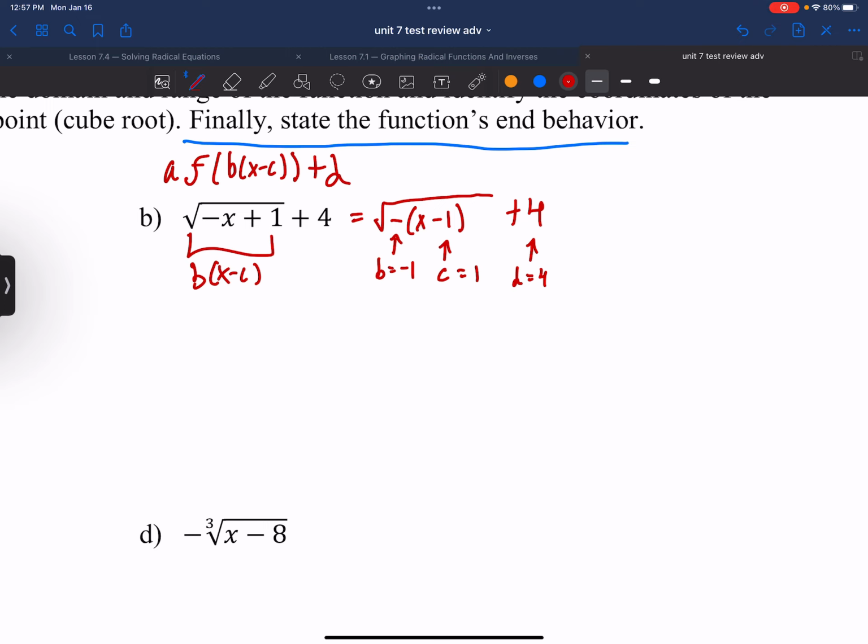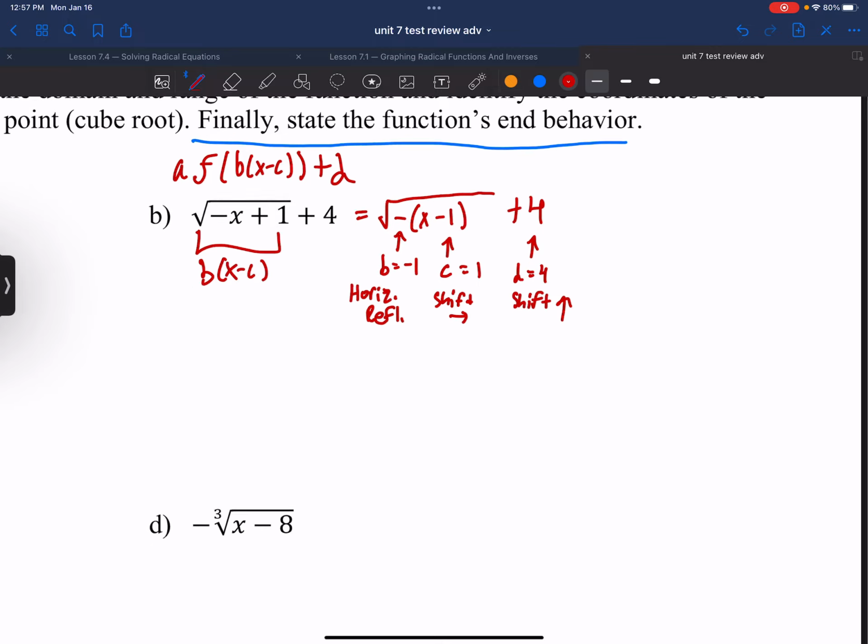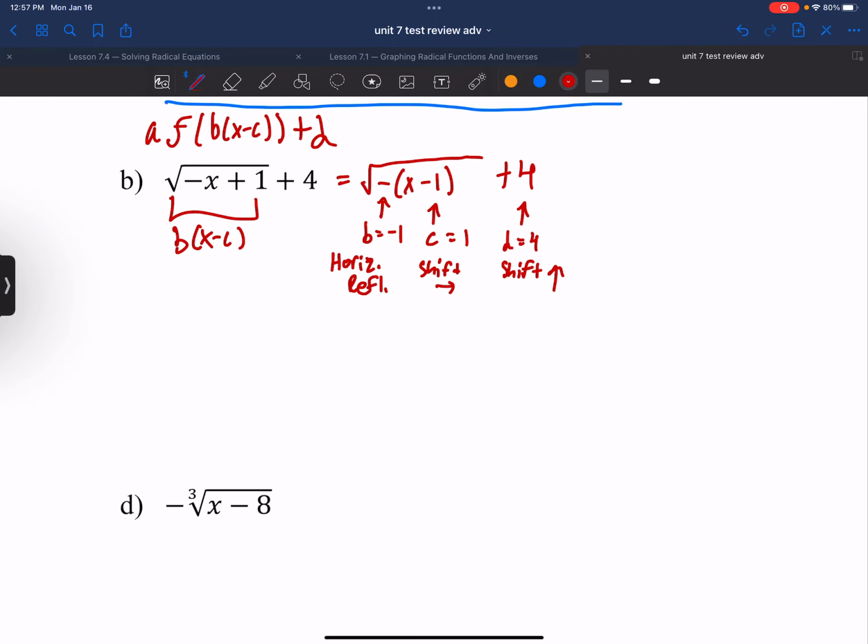So this is a horizontal reflection. C equals 1 is a shift right. And D equals +4 is a shift up. Okay? So let's sketch our little picture. The endpoint is going to get shifted 1 to the right and 4 up. So my endpoint is going to be here at 1, 4.